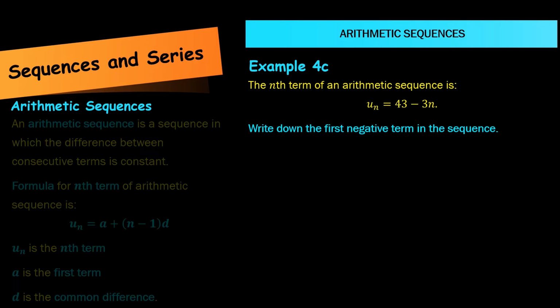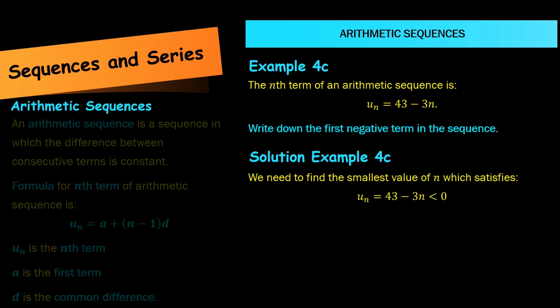And now for part C. We are required to write down the first negative term in the sequence. So let's solve this. We need, in other words, to find the smallest value of n which satisfies u subscript n is less than 0. In particular, we're looking to find the smallest n for which 43 minus 3 times n is less than 0.